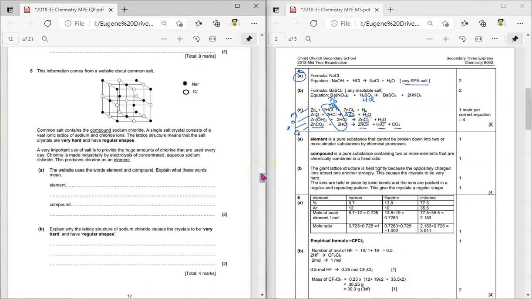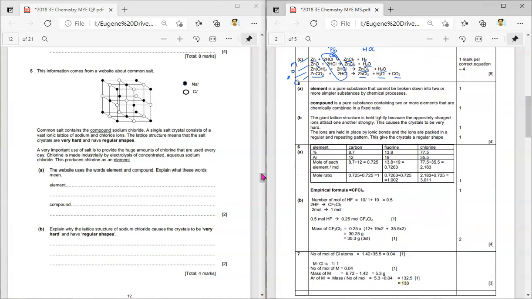Now let's go on to question 5. Question 5A, element and compound. This is information from a website about common salt. The common salt that we're talking about here is sodium chloride. You can read through the description, but the key idea is that they're describing sodium chloride, its bonding, the kind of arrangement and things like this. Please make sure you read through, don't just skip.